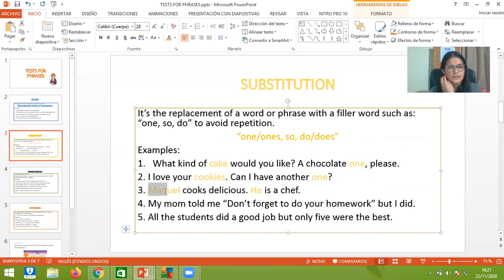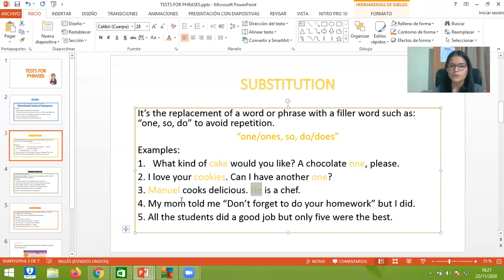The next: Manuel cooks delicious. He's a chef. In this phrase, we are talking about Manuel. So in the other phrase, we replace the name Manuel with a subject, he.